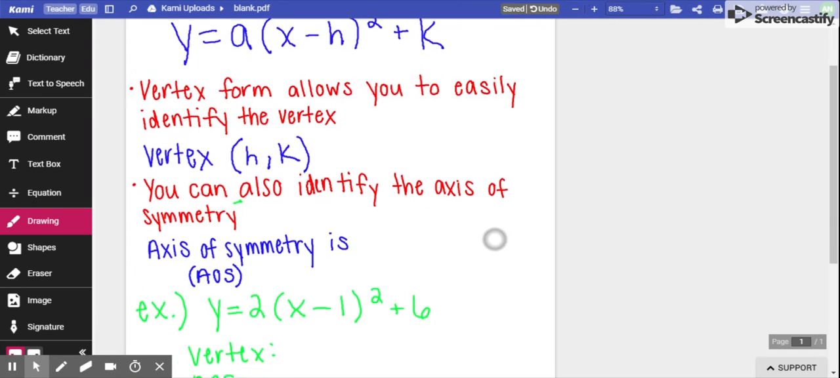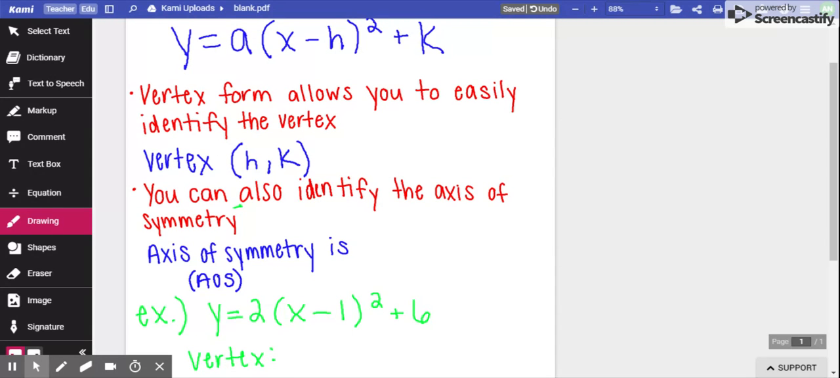You can also identify the axis of symmetry. The axis of symmetry is the h value of your vertex.